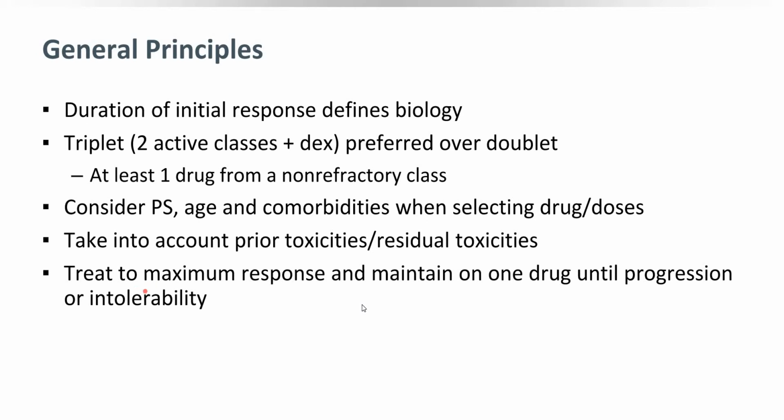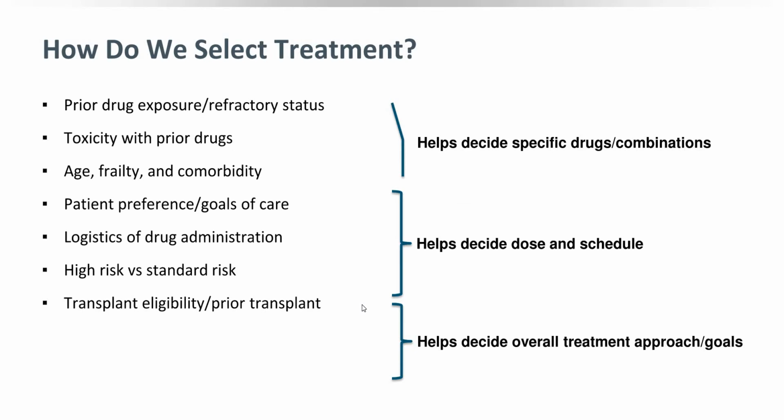Anyway, we have to treat to the maximum response, and maintain on one drug until progression or intolerability. So these are the general principles which we should follow in the relapse setting. How do we select it?